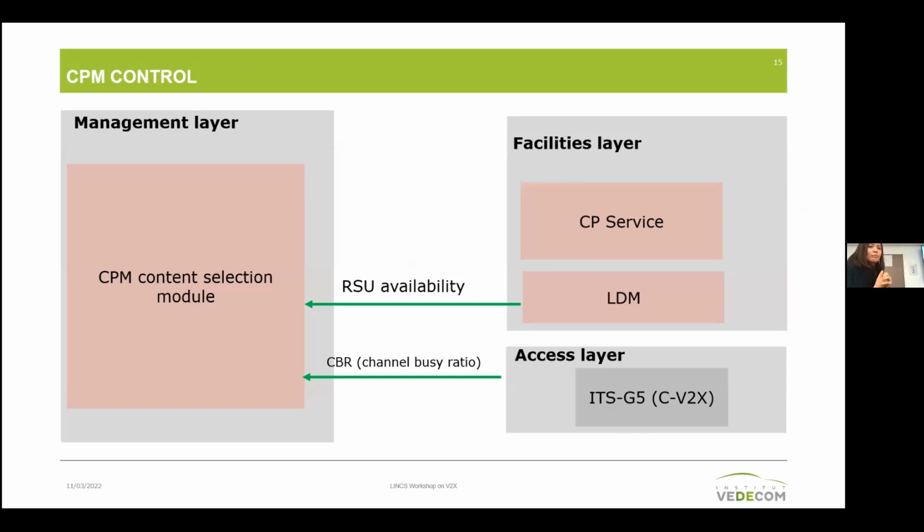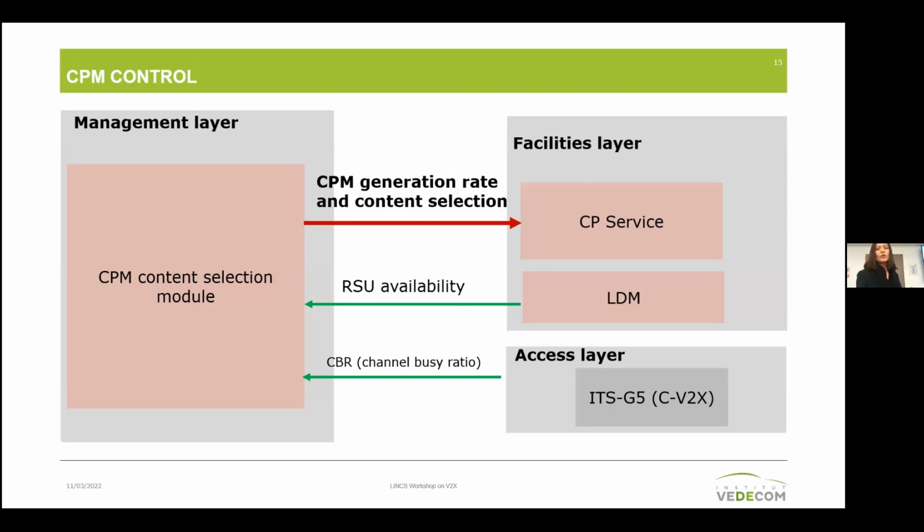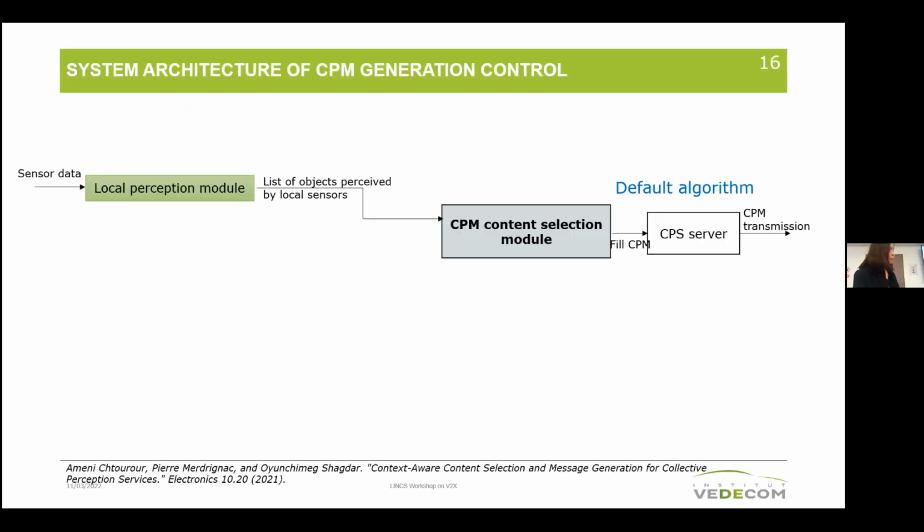Then in the second study, we are interested in whether a roadside unit is providing this CPS service, and second, whether channel congestion is there or not. Based on these two parameters, we want to control the CPM content selection. The CBR, channel busy ratio, is measured at the access layer, and if the RSU is contributing to CPS, it is basically on the facilities LDM.